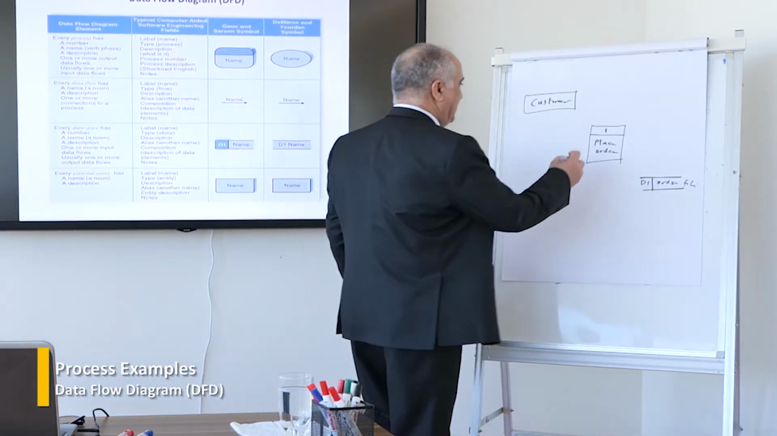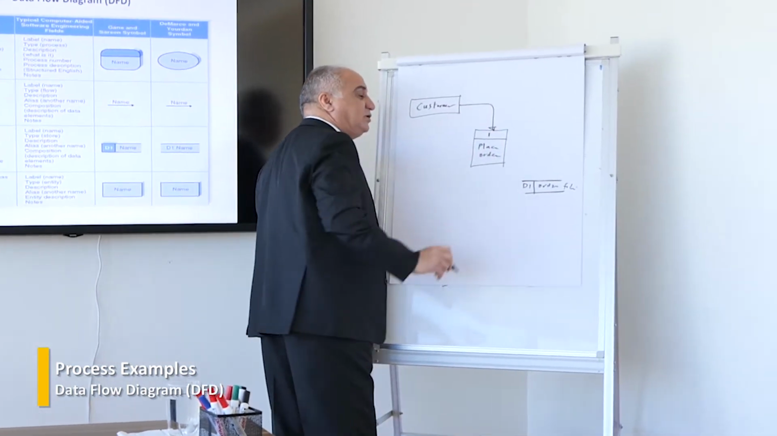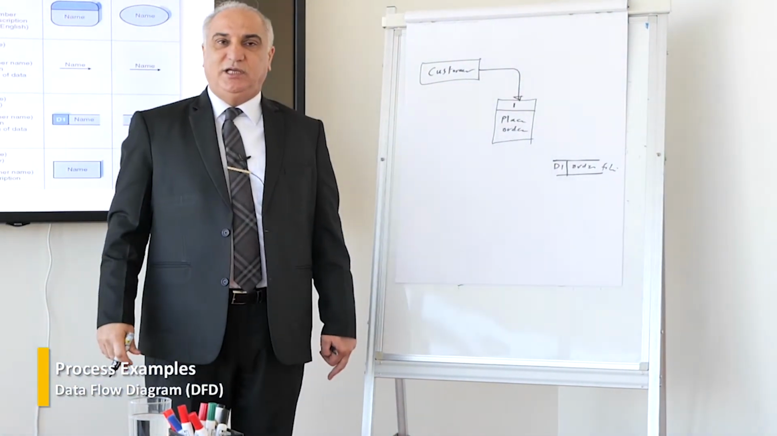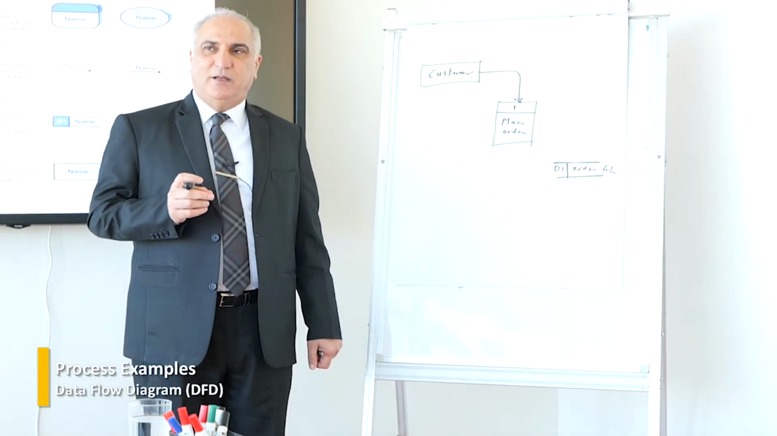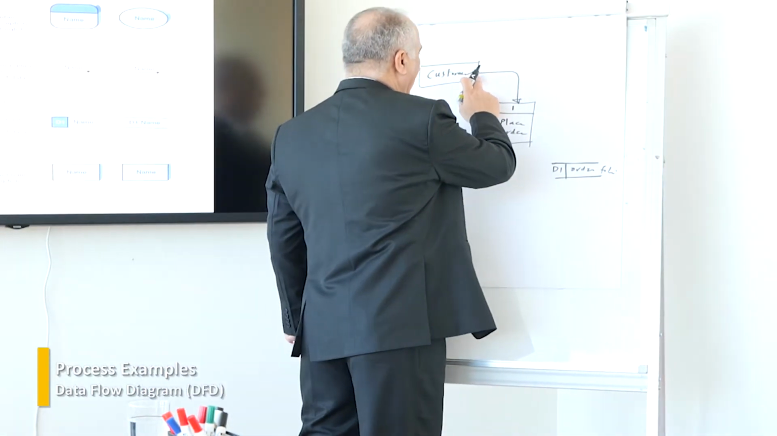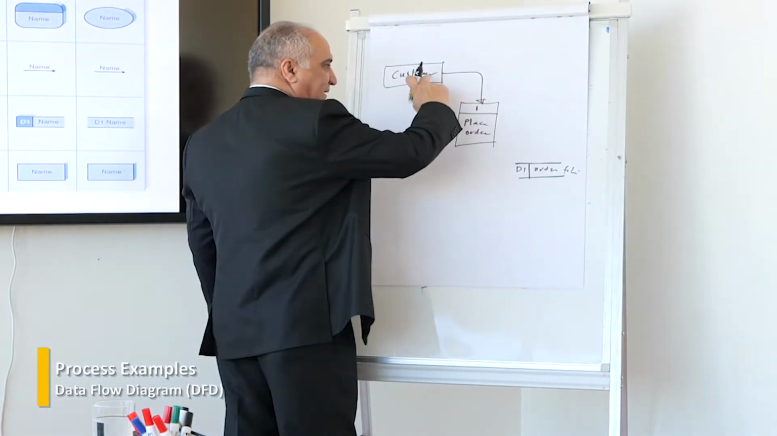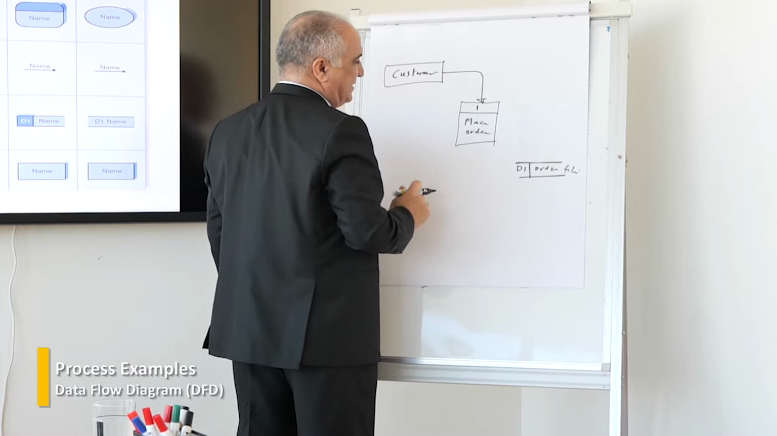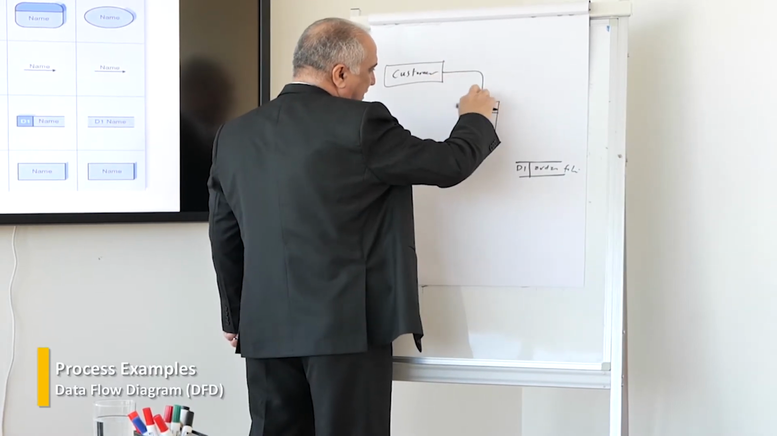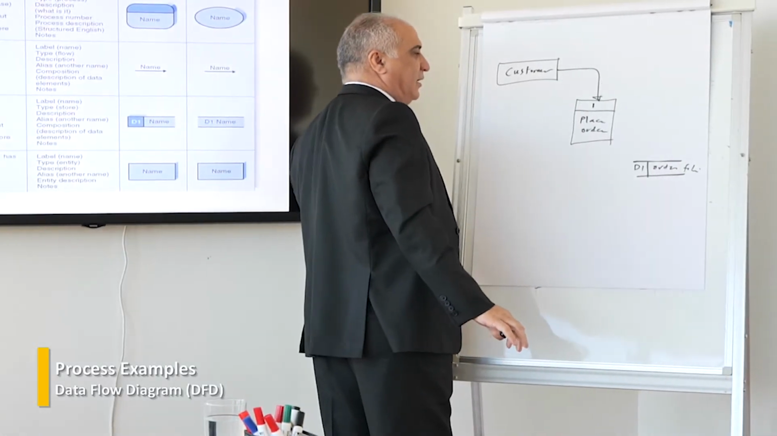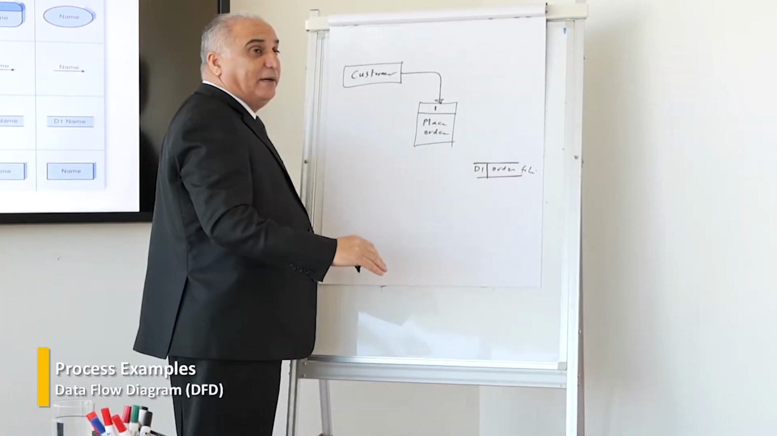Here, in this case, the customer is basically initiating the process, and we call this the data flow. That means the customer is feeding data into the process. So the data flows from the customer to the placing order. For example, the customer will supply his name.